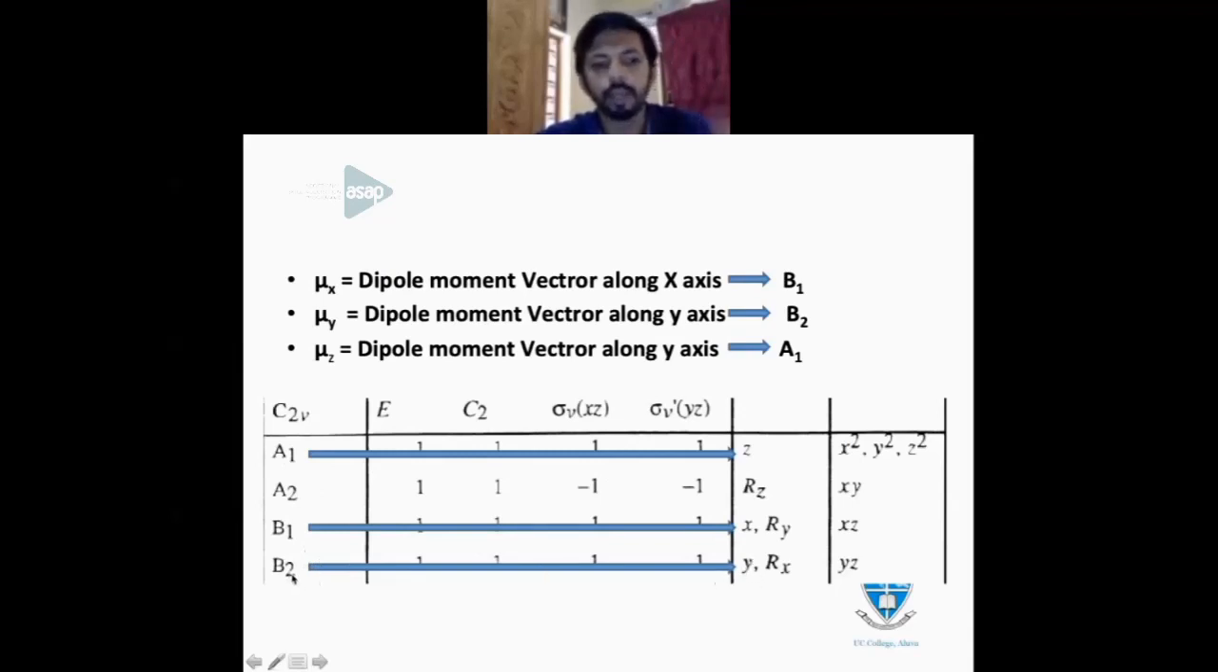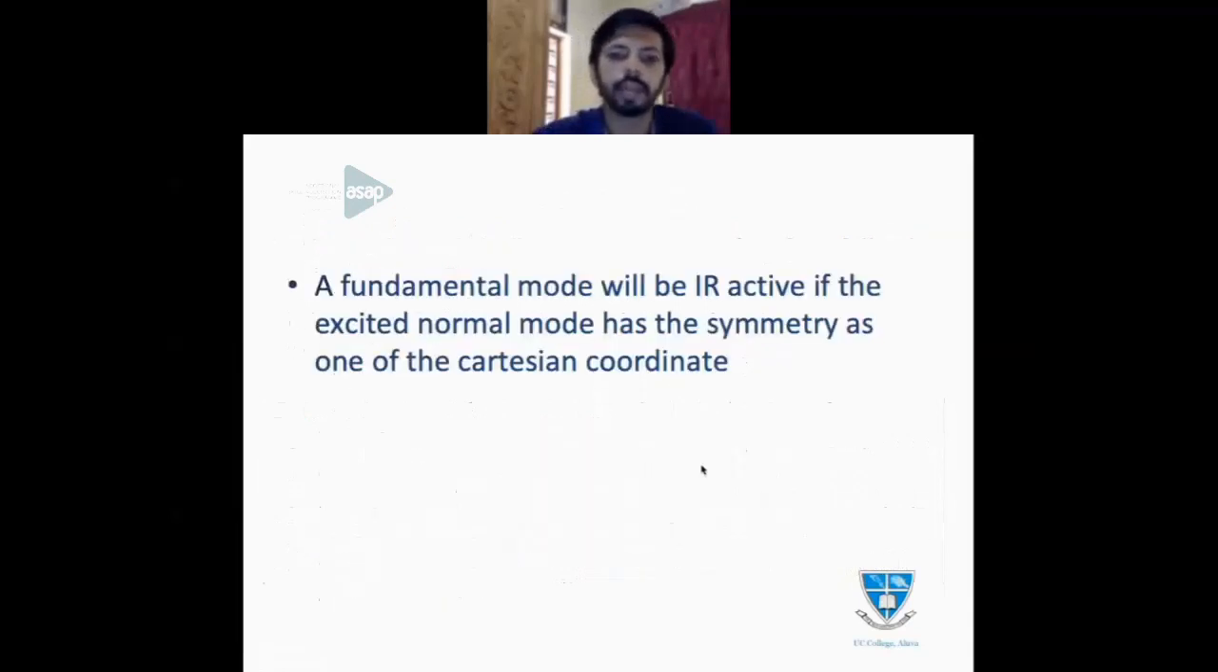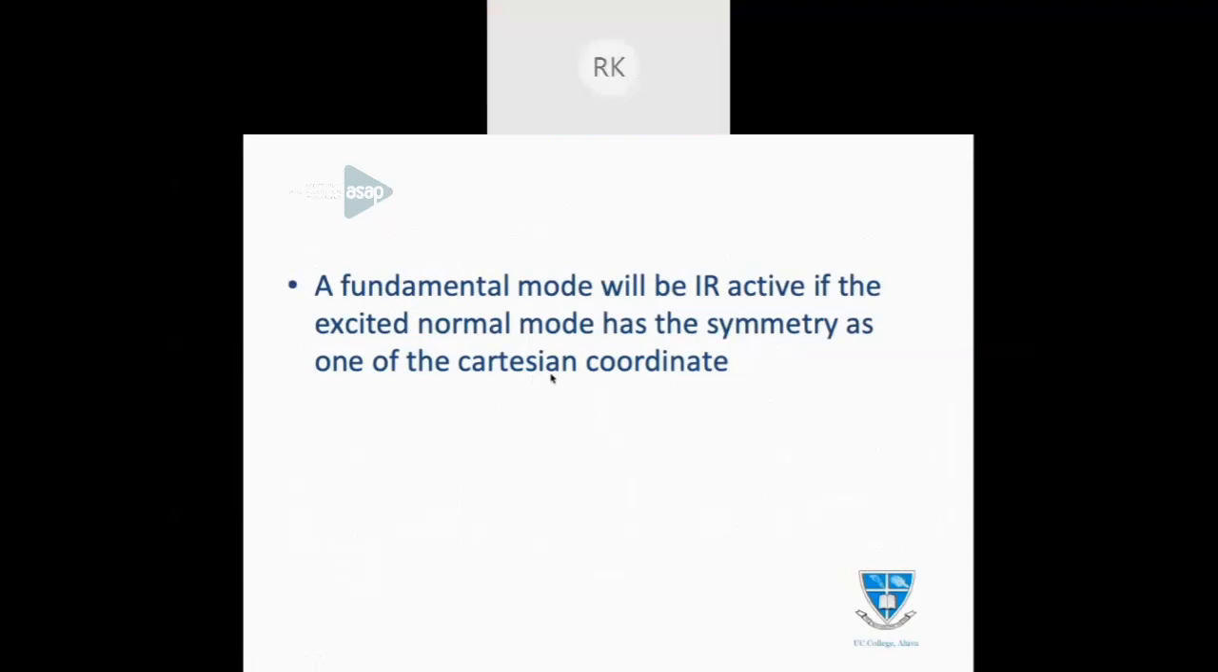So B2 is IR active, and if your final state is A2, look at the character table: no Cartesian coordinate is present, and here we can see that A2 is IR inactive. So if you obtain A2 in your vibrational analysis, it is IR inactive. So this is the statement: a fundamental mode will be IR active if the excited normal mode has the symmetry of one of the Cartesian coordinates. I think it is clear for you. More clarification is needed? That's fine, sir.